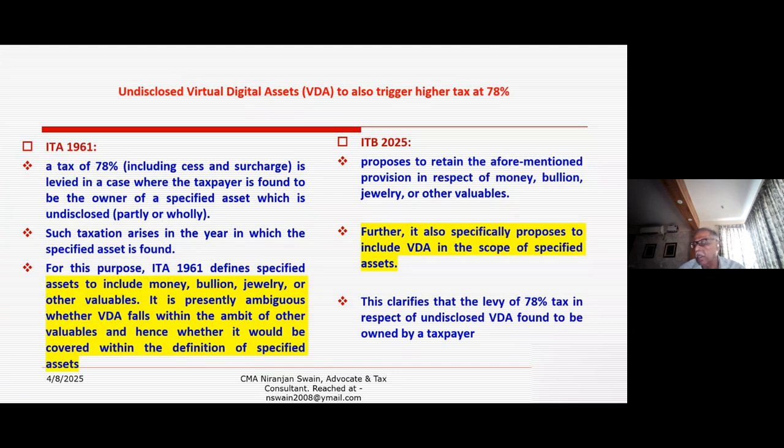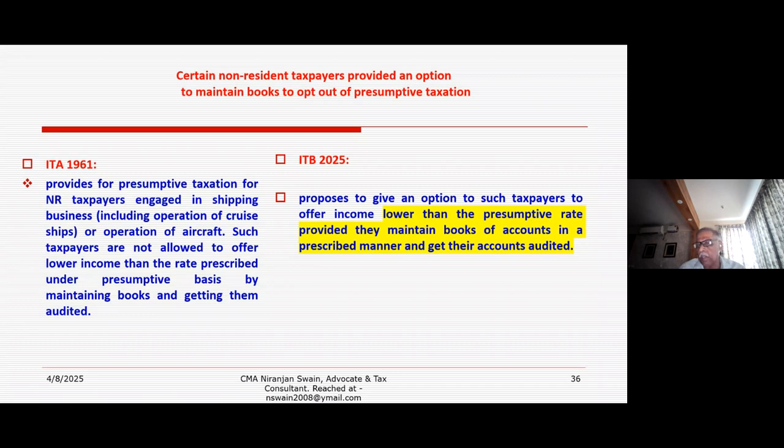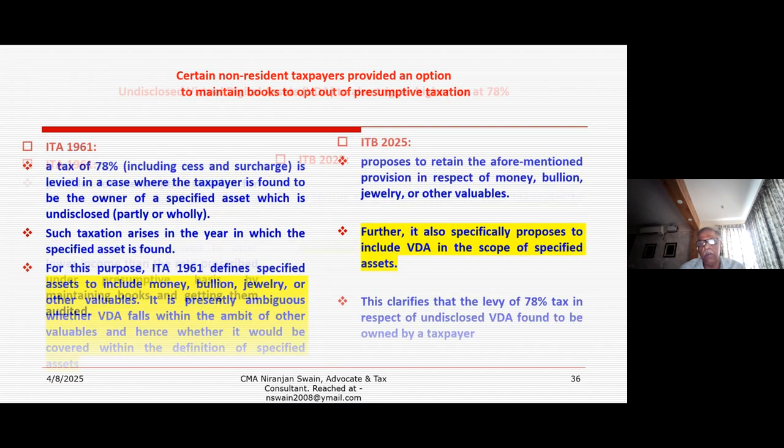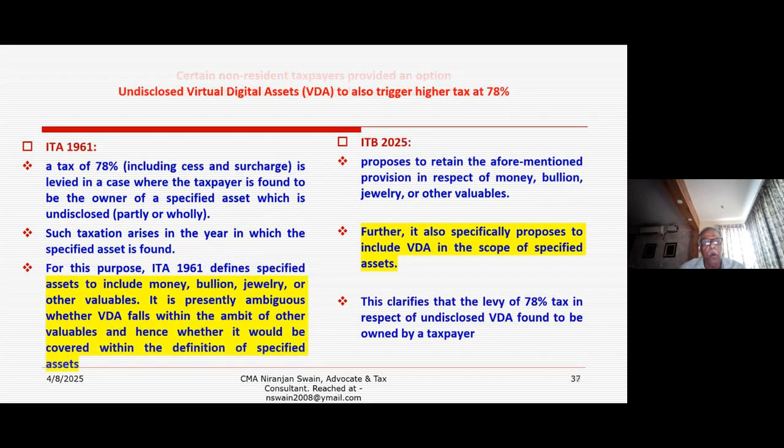Now in that case, non-residents can also offer lower income to taxation by maintaining books of accounts and auditing the books of accounts as applicable to resident assessees who are availing presumptive taxation. So they extended it to non-residents. Undisclosed virtual assets, particularly, they have declared that these are subject to 78% tax, that is, as undisclosed income.